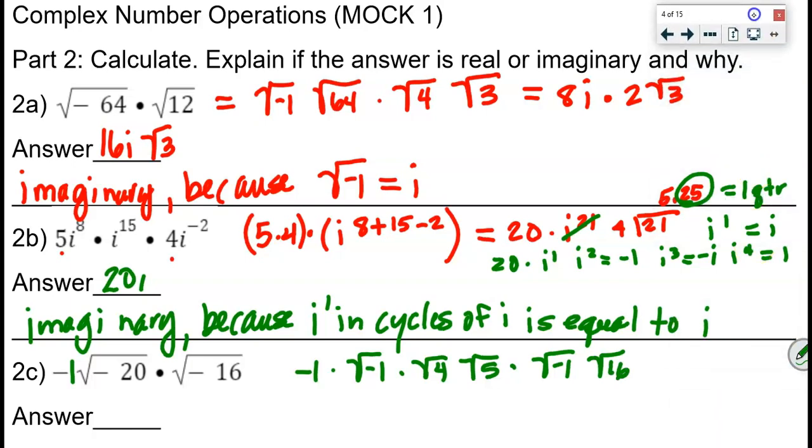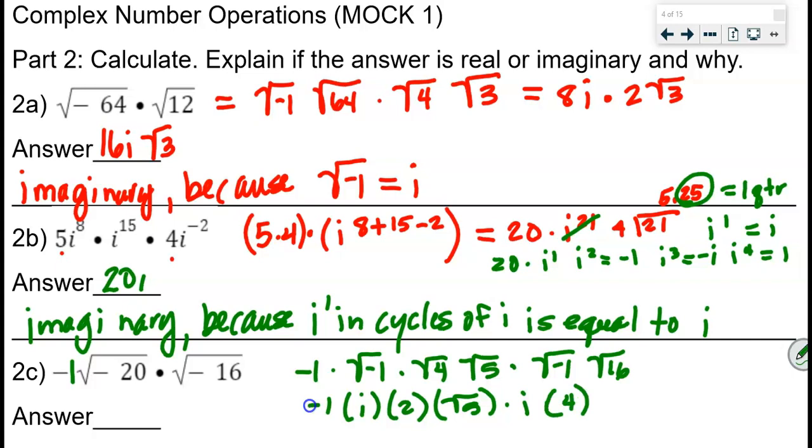Okay, I'll put this up here so it's out of the way. We have more room. So we got a negative 1 times i times 2 times the square root of 5 times another i times the, sorry, that's 4, right? Y'all, square root of 16 is 4, times 4.